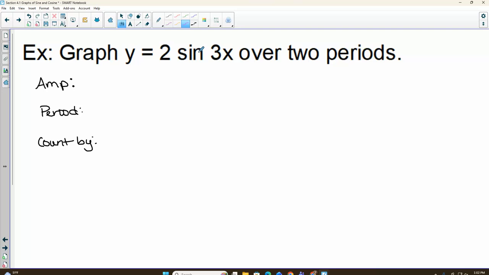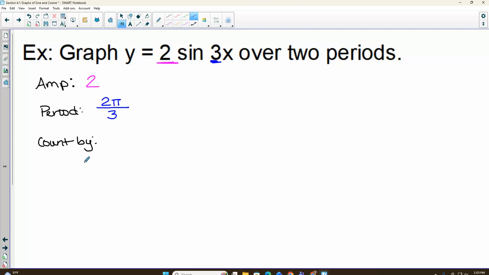Amplitude is the highest and lowest point. We find it just by the coefficient. What is my amplitude here? 2. So my high point will be at 2, my low point will be at -2. My period. The normal period for sine and cosine is 2 pi. You have to divide that by the number being multiplied with x. So 2 pi over 3, and that doesn't reduce. That means when I start at 0, when I get to 2 pi over 3, my graph will be ready to start repeating itself. That's how long until it repeats.